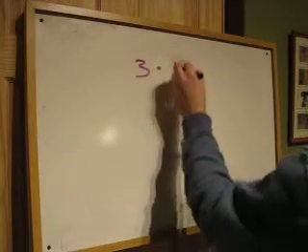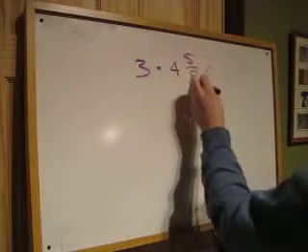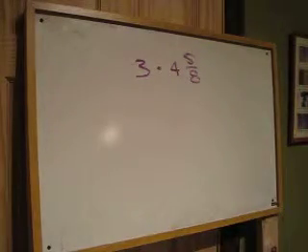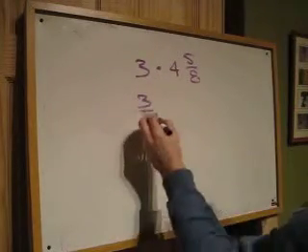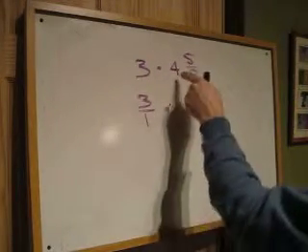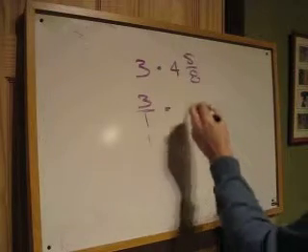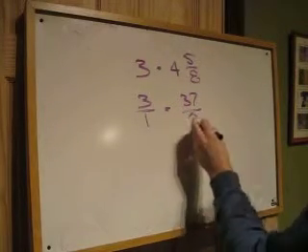Alright, let's continue on here. Let's just take a whole number 3, and let's multiply that times 4 5/8. Same rule applies, only this time we have one mixed number, so we only have one that we need to change. We're going to move this to a fraction. Just put the 3 over 1. 4 times 8 is 32, plus 5 is 37 over 8.